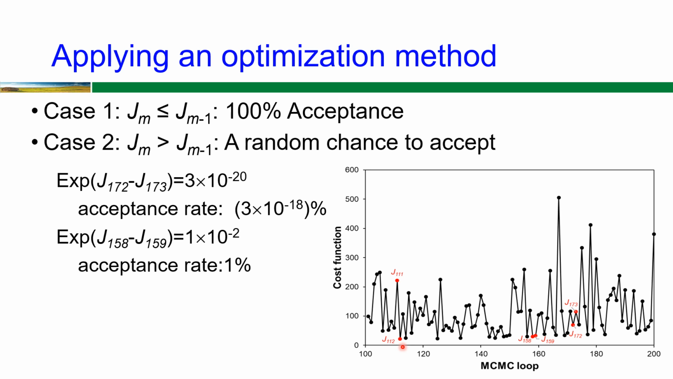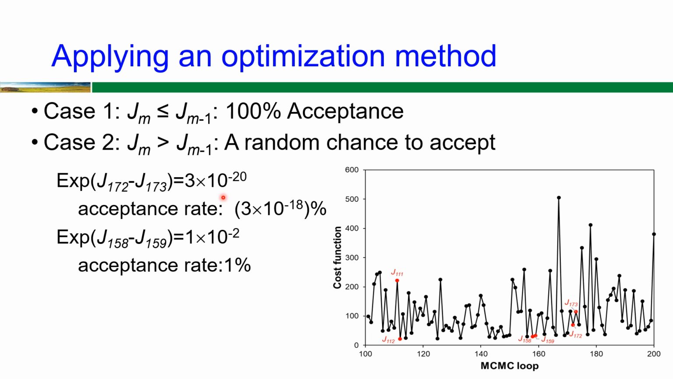However, sometimes Jm is bigger than Jm minus 1. For example, J173 is bigger than J172, meaning the mismatch between model results and the measurements is increased. In other words, the model simulation is worsened. In this case, the exponential of J172 minus J173 is calculated. Here, the value is 3 times 10 to the minus 20.